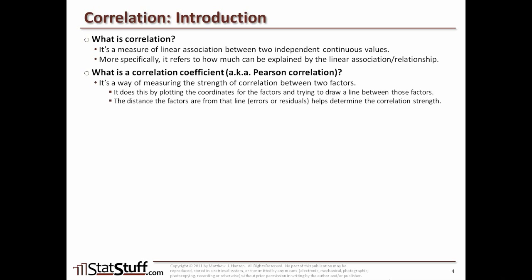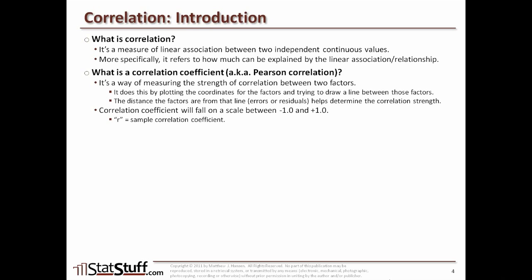So the distance that each of those different factors or observations are from the line that it's trying to fit, that distance represents the errors or residuals we'll be looking at later. That helps determine how strong the correlation is. The correlation coefficient, the result from that, will fall on a scale between -1 and +1, or the same thing as saying -100% all the way up to +100%.